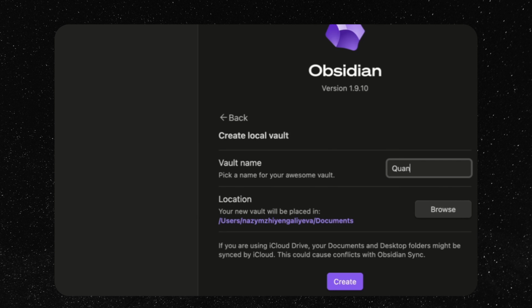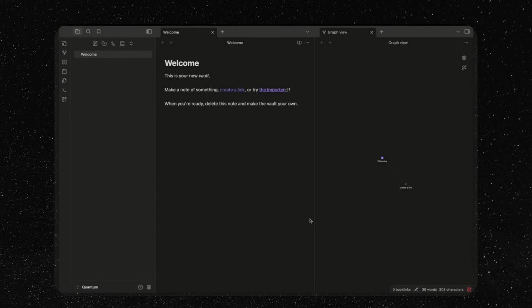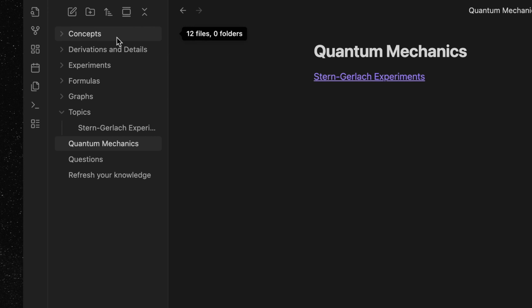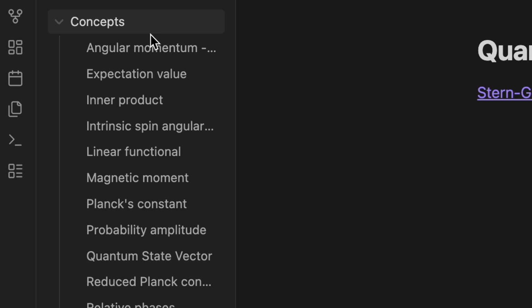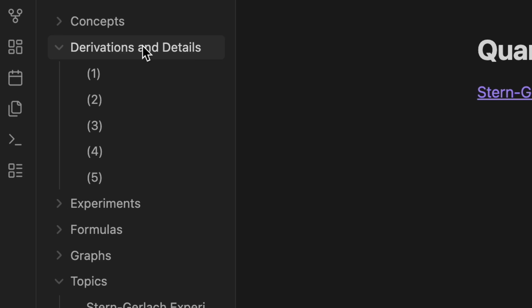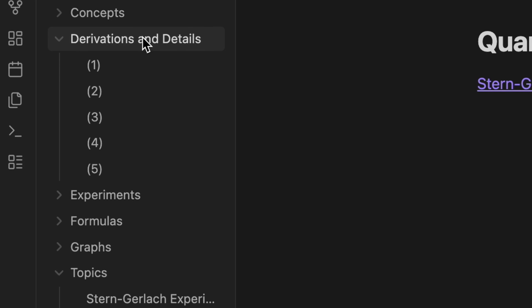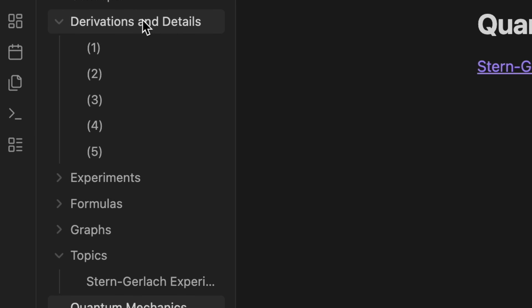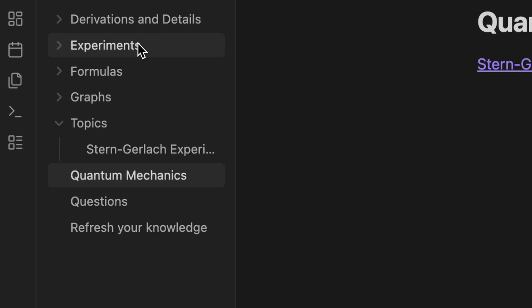I'll be doing all of this inside Obsidian, which is a note-taking software. I created a new vault called Quantum, and the structure of the vault is the following. We have the main page where I keep all the topics organized. Then we have a folder for concepts, for the key ideas that I encounter. Then derivation and details. These are short notes with numbered titles so they don't take up too much space. They are for steps and derivations that I might forget later.